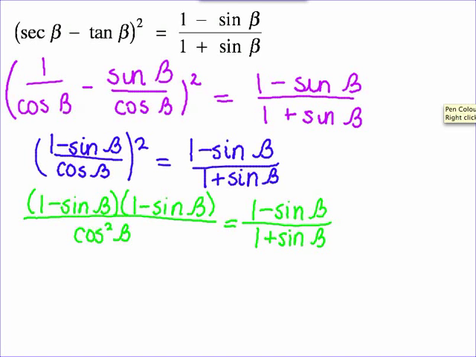What do you do now? Well, I know that cosine squared is 1 minus sine squared. And what do you know about 1 minus sine squared? I'm looking for something a little bit more specific as to what you can do with the bottom.